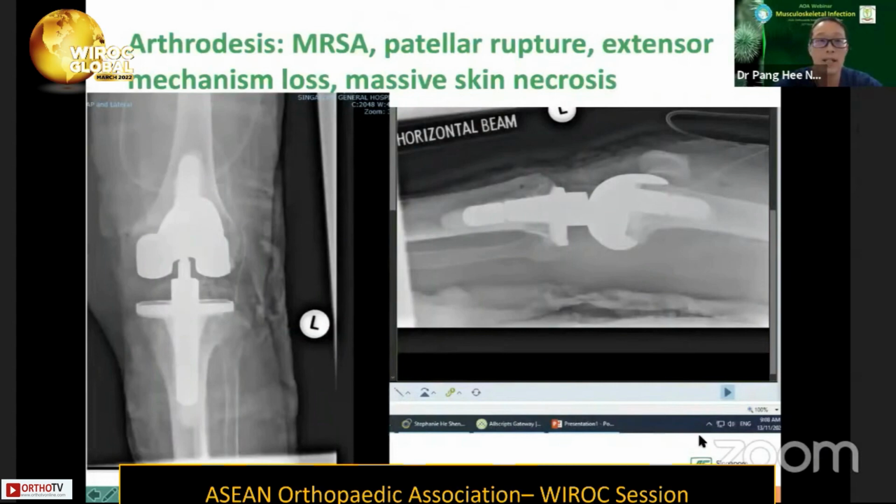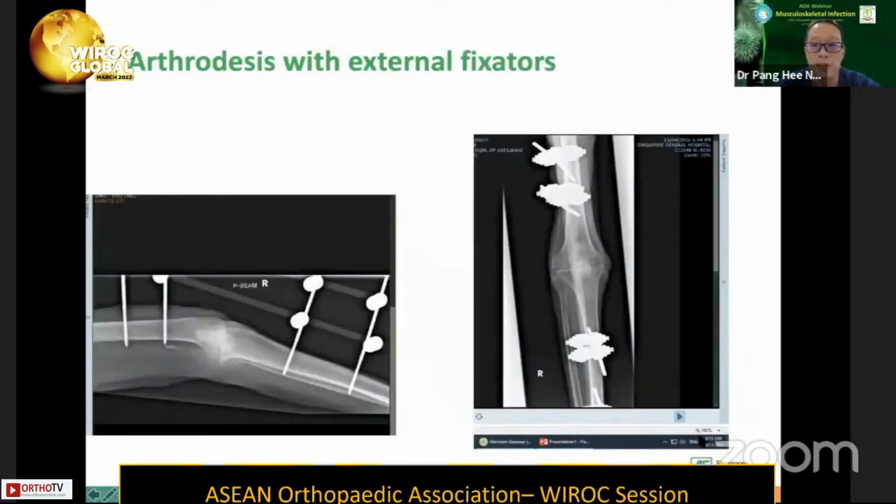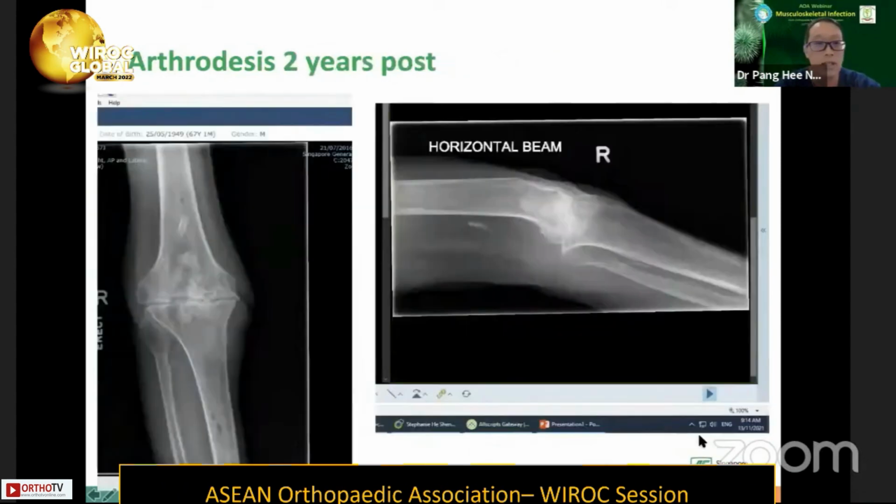So these are the patients requiring arthrodesis: MRSA PJI, patellar rupture, extensor mechanism loss, and massive skin necrosis. So you need to remove the implants. I use a nail to arthrodese the knee first for the flap to take. And once the flap has taken and infection is cleared, you can proceed with arthrodesis. It can be done using an X-fix, with plates, or with an intramedullary nail. So this is a 2-year post-op arthrodesis.